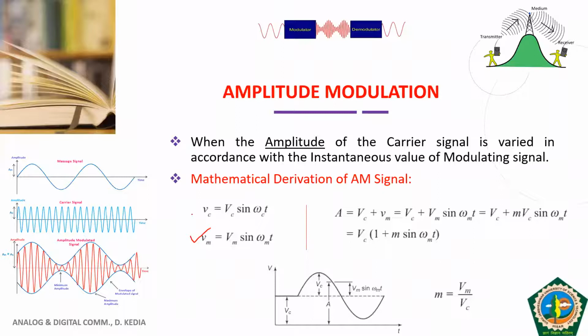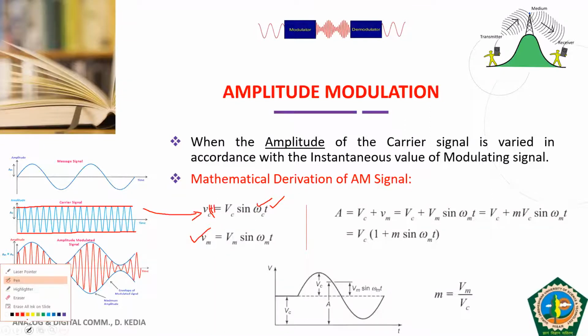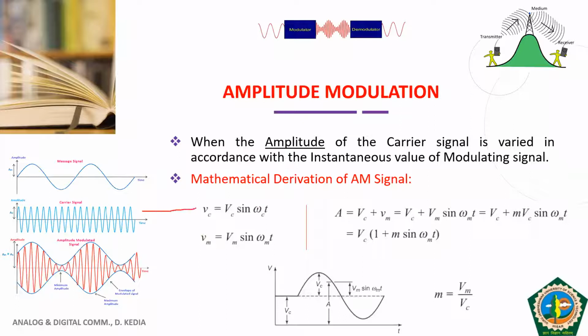Now see, this is the carrier signal. Small vc is nothing but the instantaneous value of the carrier signal. t is also implied here. As I told you, t is implied. Capital Vc is nothing but the amplitude of the carrier signal. Omega c is nothing but 2 pi fc, which is the frequency of the carrier signal. t is the variable. Here also we have taken our phase as 0. So this vc(t) is our carrier signal, and this is our modulating signal.